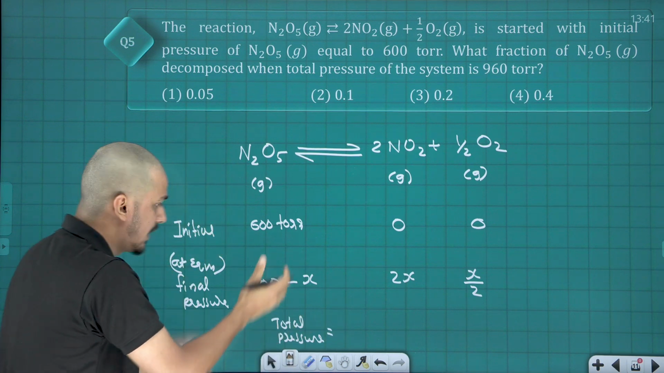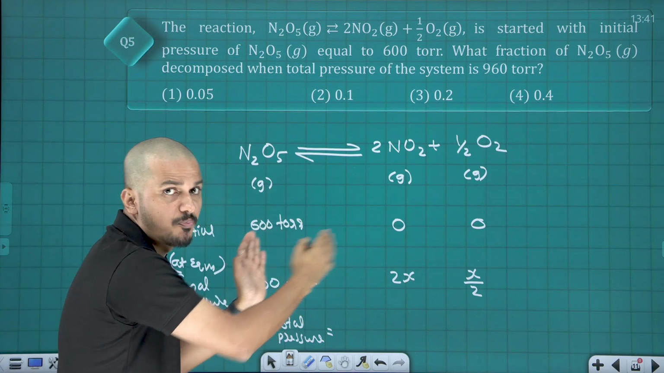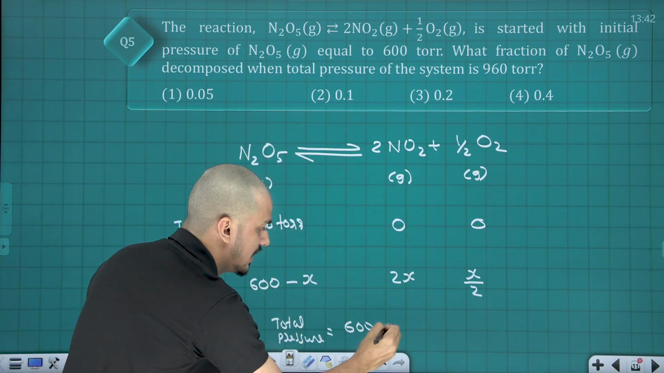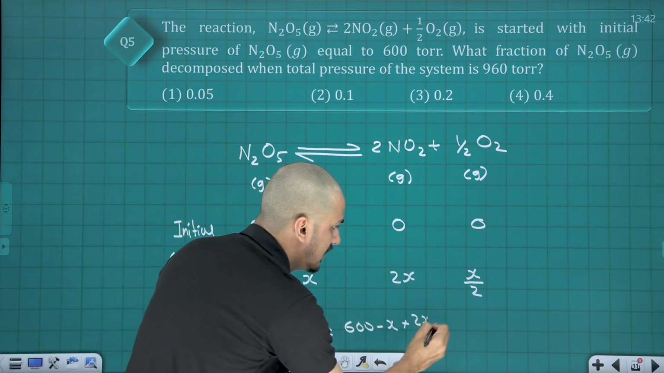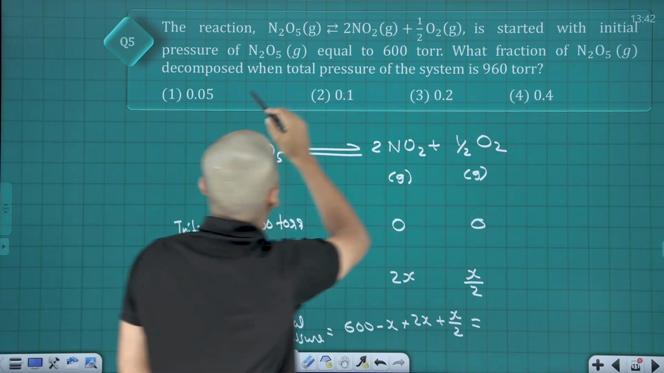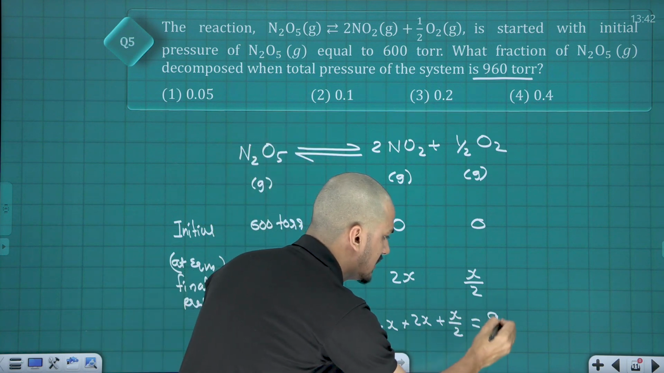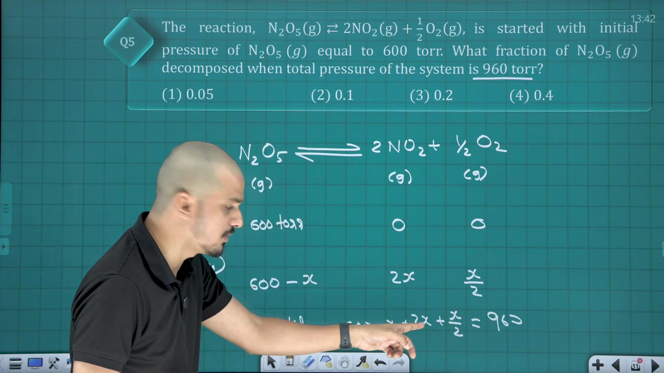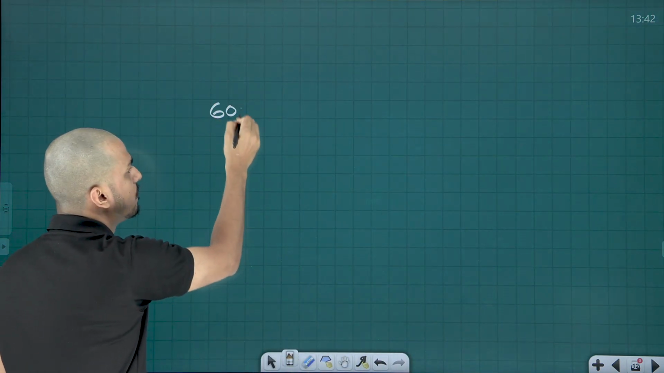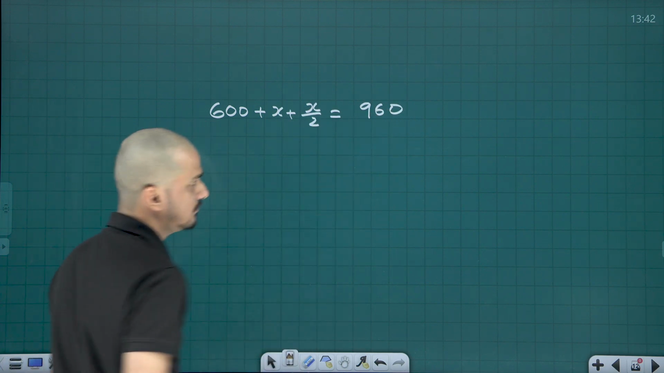Total pressure is equal to the sum of the partial pressures of the individual gases. So here for N2O5 it is 600 minus X, then this is 2X and this is X by 2. This value they have given: the total pressure of the system is 960 torr. So this is 960. The 600 minus X plus 2X is 600 plus X, plus X by 2, equal to 960.